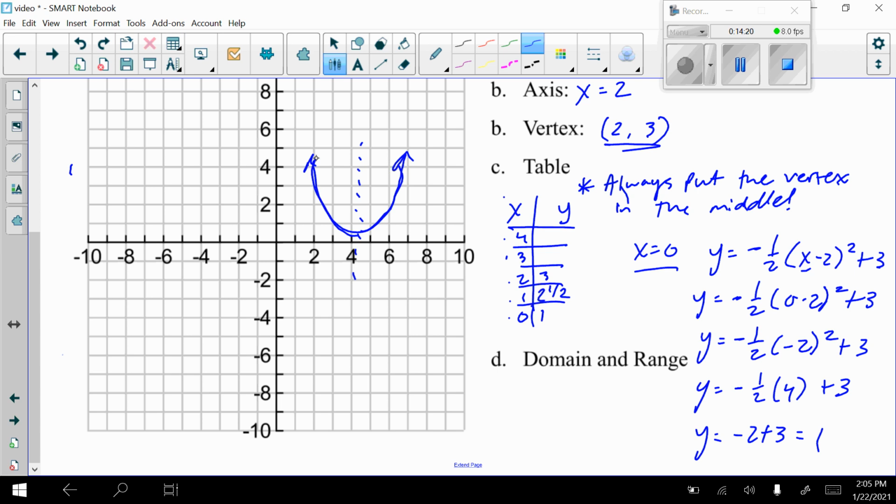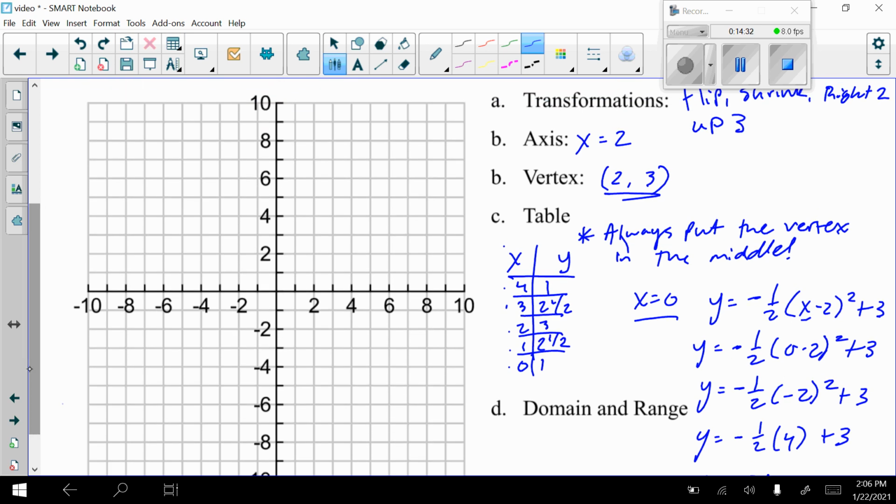Okay, so if I plug in 3, I'm going to get 2.5. And if I plug in 4, I'm going to get 1. So I don't even need to plug those in. I know that since the parabola is symmetric, that's what I'm going to get. Okay, so now let's go graph this.